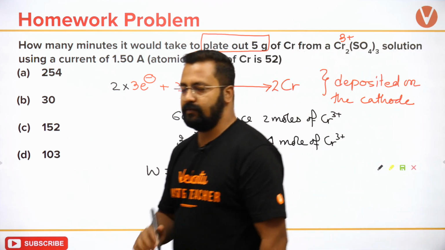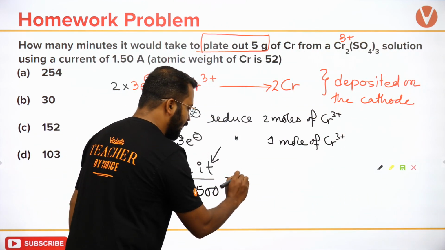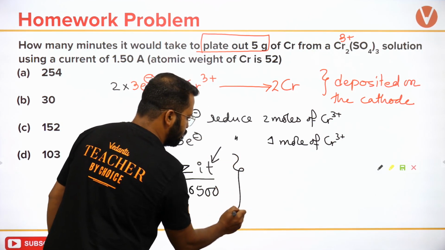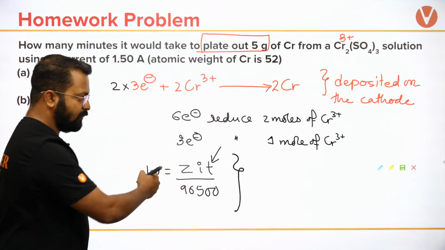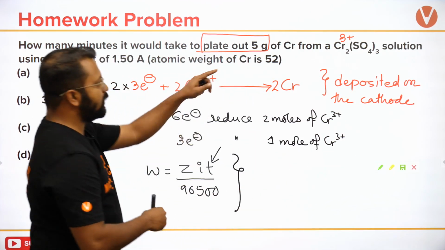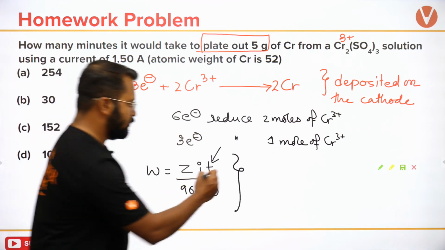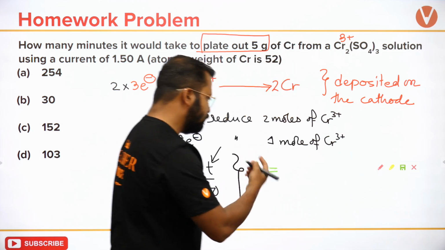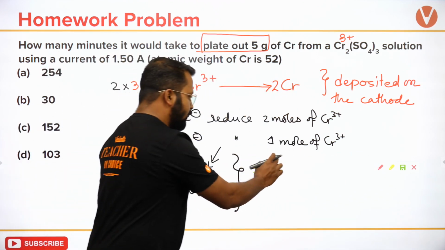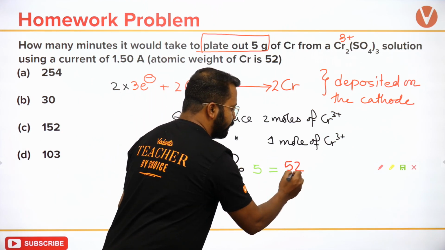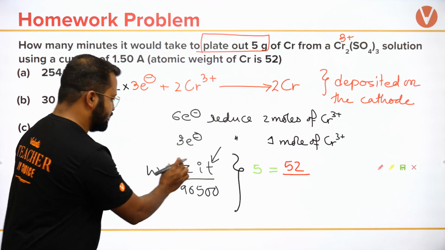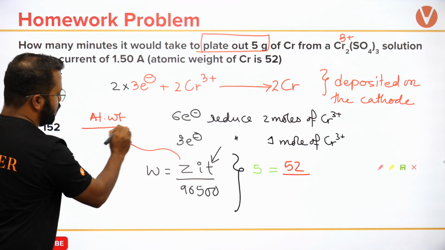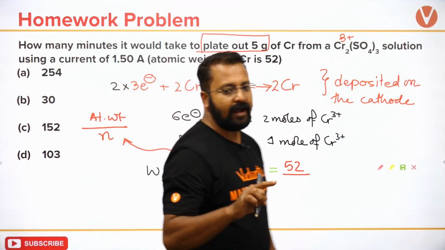How do I know Z? For calculating Z, I will do this. So weight is known. What is the weight? कितना weight दिया गया है? Weight is given as 5 grams, which will be deposited. What is the atomic weight? 52. Now Z is given as atomic weight upon n. What is the value of n that I would be using?